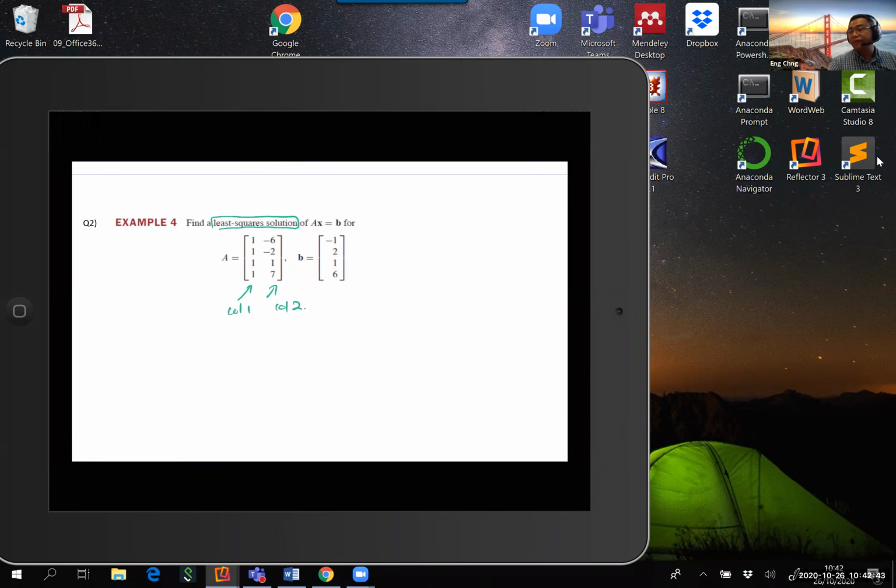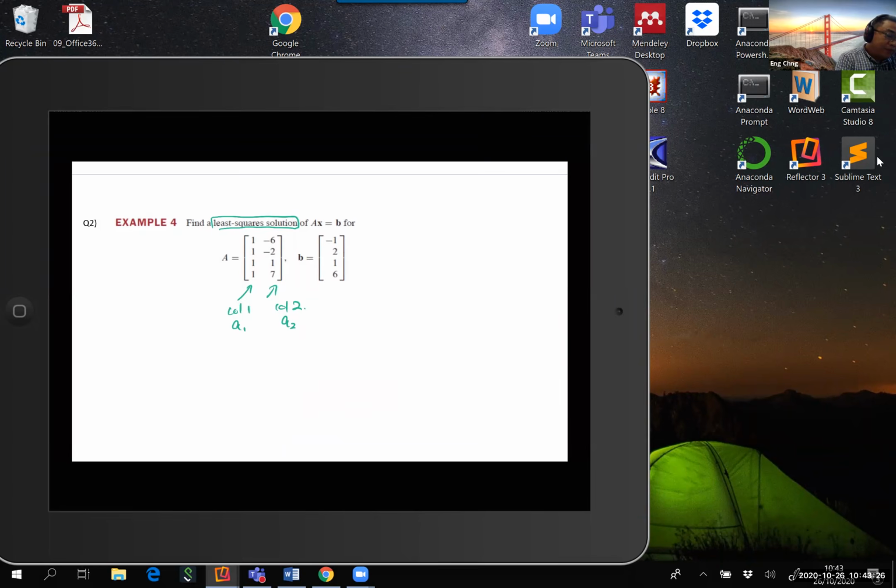All right, let's test. Let's call column 1 A1, column 2 A2. A1 dot A2 is equal to A1 transpose A2. And then if you want to put it, it is 1, 1, 1, 1 multiplied by -6, -2, 1, 7. And now obviously the answer is -6 plus -2 plus 1 plus 7. And it is -8 plus 8, 0. So the first column is orthogonal to the second column.